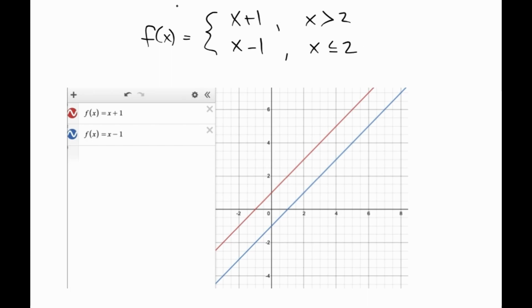And what this is saying is we want to follow the x plus 1 formula only when x is greater than 2. So you look at the x's on the x-axis. This is an important point here, where x is 2. And they are saying that we'll follow this formula anywhere to the right of that boundary, but we will follow the other formula for whenever x is to the left of that boundary.